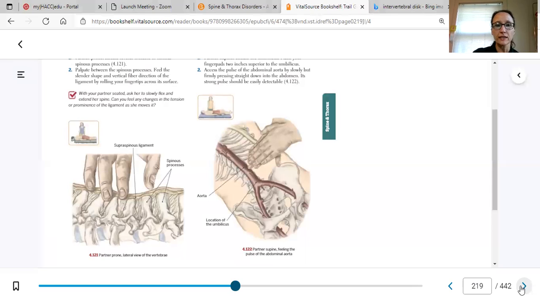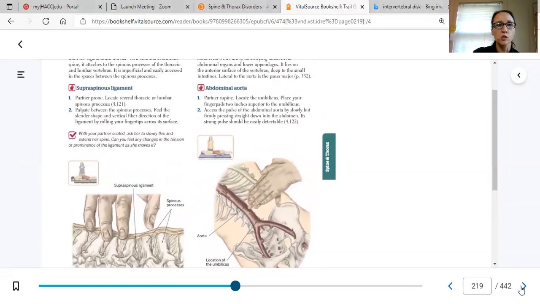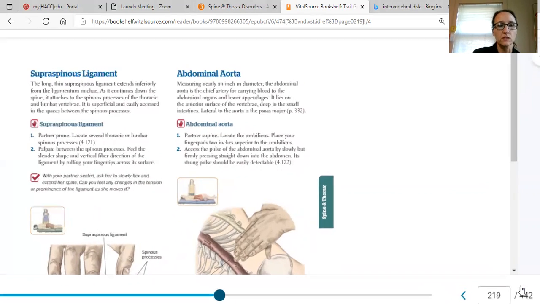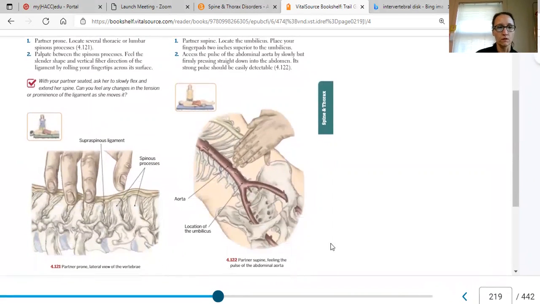the supraspinous ligament actually runs the length from the ligamentum nuchae down to the lumbar vertebrae. So the supraspinous ligament is sort of an extension of the ligamentum nuchae, if you want to think of it that way, because it runs along the spinous processes. So spinous process to spinous process to spinous process, and you can see that here. Okay. All the way down the spinous processes.